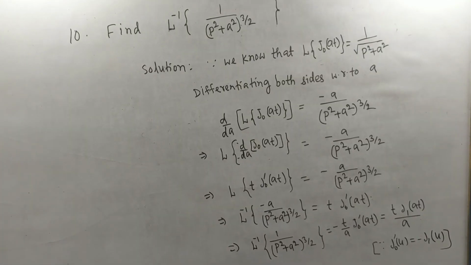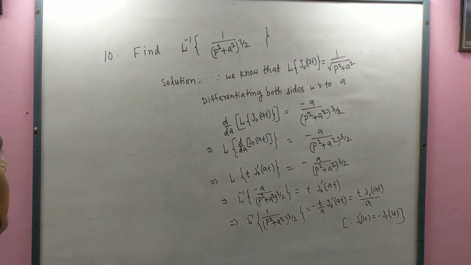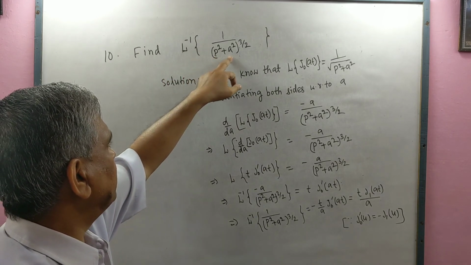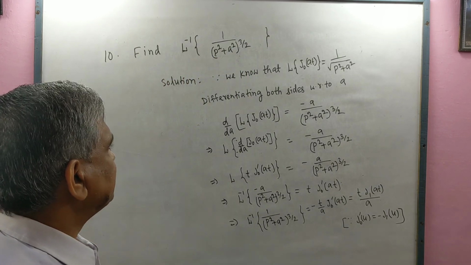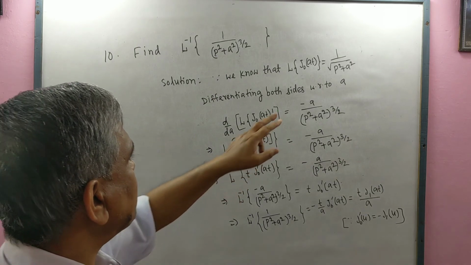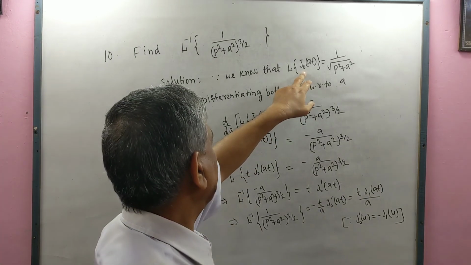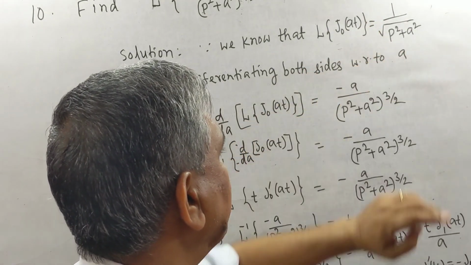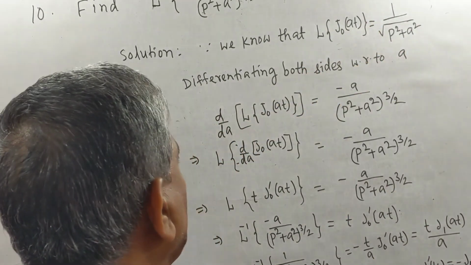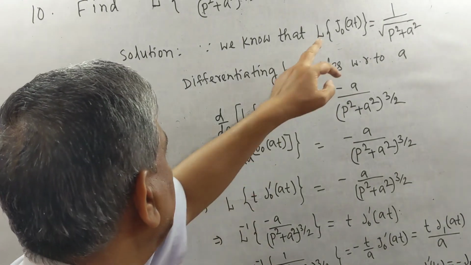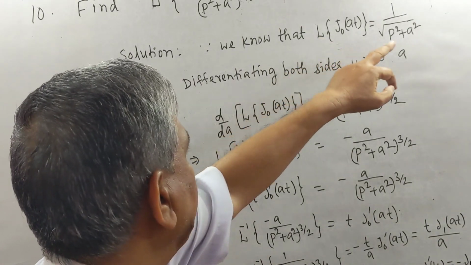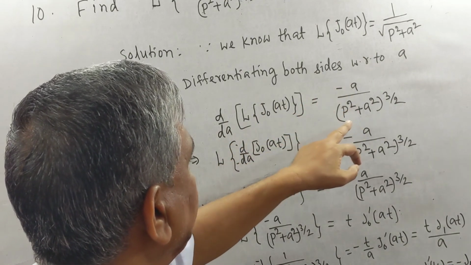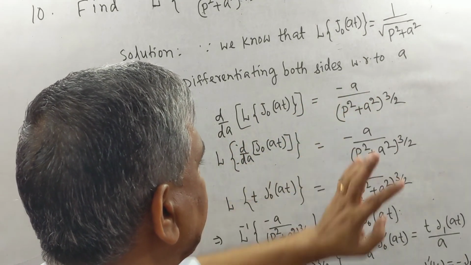Now we solve problem number 10. Find L inverse of 1 by (p square plus a square) to the power 3 by 2. We know that the Laplace transformation of Bessel's function J0(at) is 1 by square root of p square plus a square. So differentiating both sides with respect to a, here we get minus a by (p square plus a square) to the power 3 by 2.